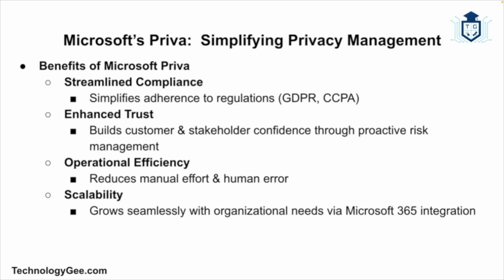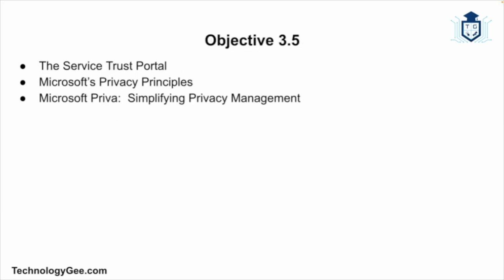There's operational efficiency. Automating privacy management processes reduces manual effort and minimizes the risk of human error, enabling teams to focus on higher value activities. And then there's scalability. Priva's integration with Microsoft 365 ensures that privacy management practices can scale seamlessly alongside an organization's growth. So in conclusion, trust is the foundation of any successful digital transformation.